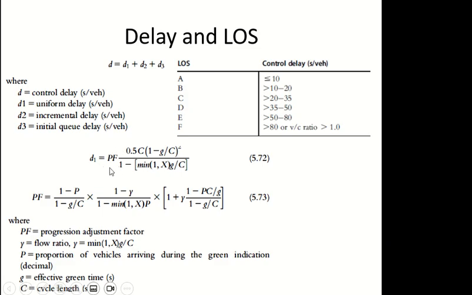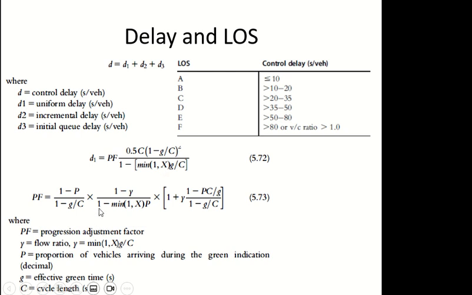Okay, in this equation you see the progression factor here. Progression factor, we already I believe calculated, no, this is the progression factor, sorry for that. So this whole thing is a progression factor. So in this equation, first of all, we know everything. Progression factor comes from here. C is the cycle length, G is the effective green, and X is the volume capacity ratio.